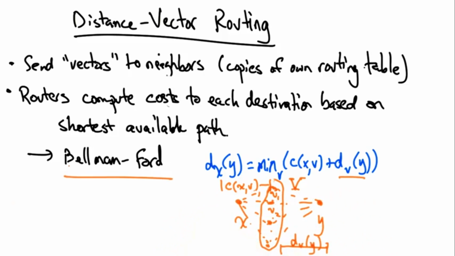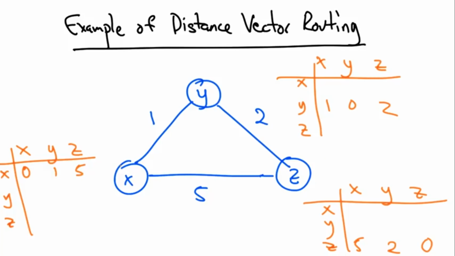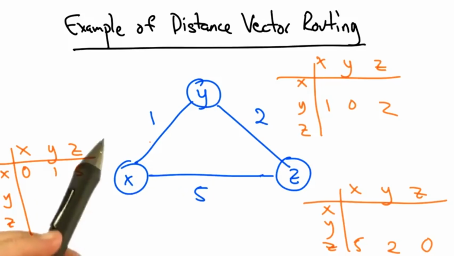Again, the solution to this equation for all destinations Y in the topology is X's forwarding table. Let's now take a look at distance vector routing by way of example. Let's suppose that we have a 3-node network with the costs on the edges as shown.